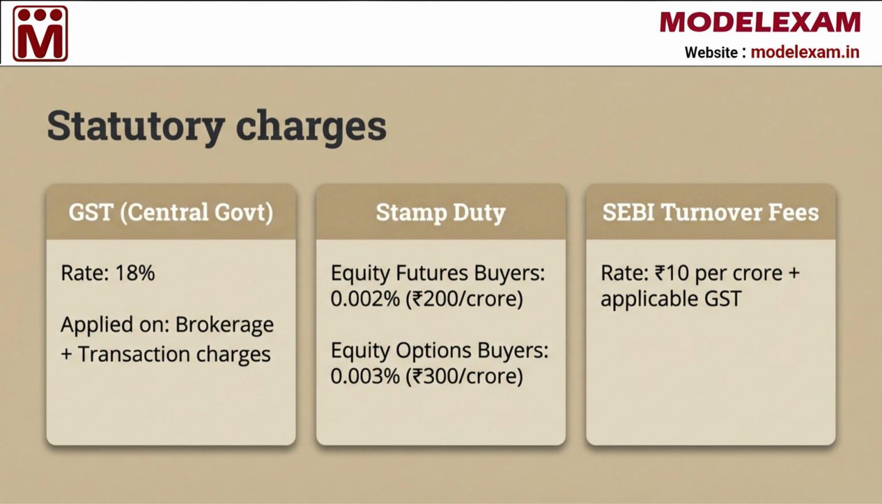We should also clarify the other statutory rates that the central government and SEBI collect. The GST is charged at 18% on the combined amount of your brokerage and transaction charges. Stamp duty is charged to buyers, where equity futures buyers pay 0.002%, which is 200 rupees per crore, and equity options buyers pay 0.003%, which is 300 rupees per crore. Finally, the SEBI turnover fee is 10 rupees per crore plus the applicable GST.